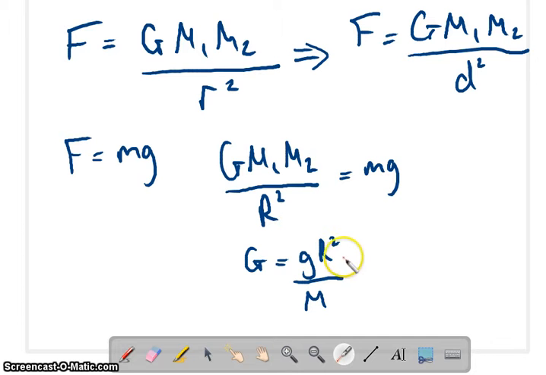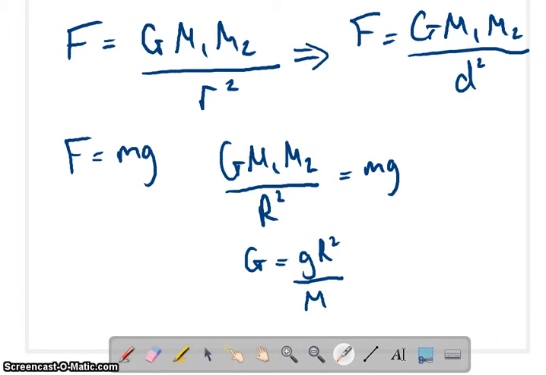Now if we do a little bit of rearranging, then we can redefine this gravitational constant as g. The two m's here will cancel. Okay, they're the same m. So g r squared over M gives us a way of defining this gravitational constant. So g is 9.8, r squared is the radius of the Earth squared, and M the mass of the Earth. This m here is the mass of the body that's interacting with the gravity of the Earth, which is equal to this second mass here.